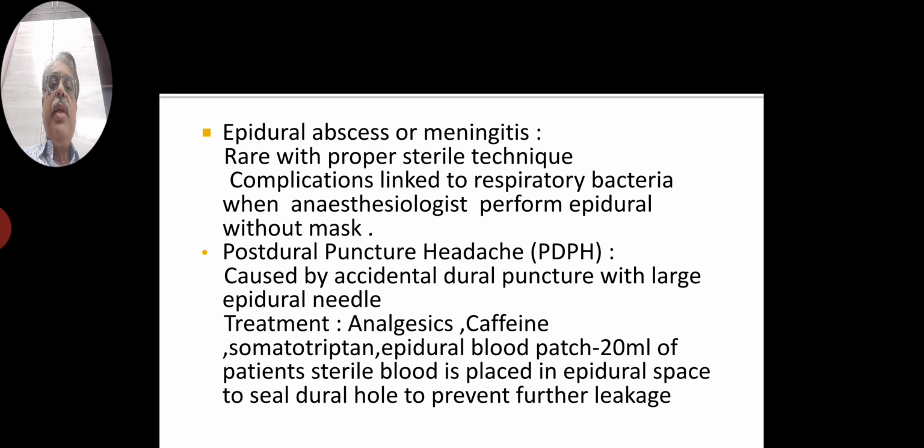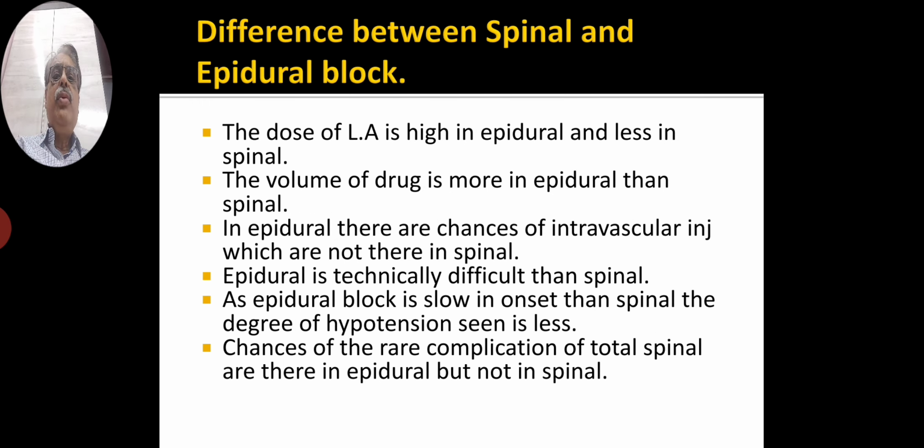Then another complication is post-dural puncture headache. It is caused by accidental dural puncture with a large epidural needle. Treatment: analgesics, caffeine, sumatriptan, epidural blood patch. 20 ml of the patient's sterile blood is placed in the epidural space to seal the dural hole and to prevent further leakage. Now, what are the differences between spinal and epidural block?